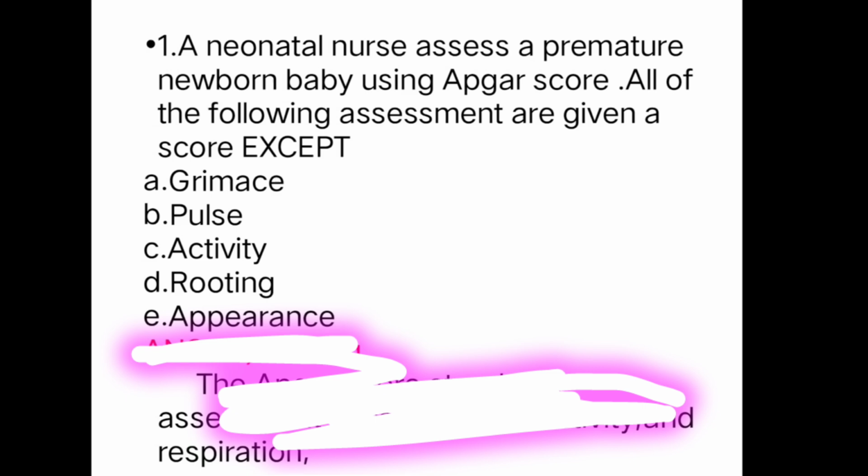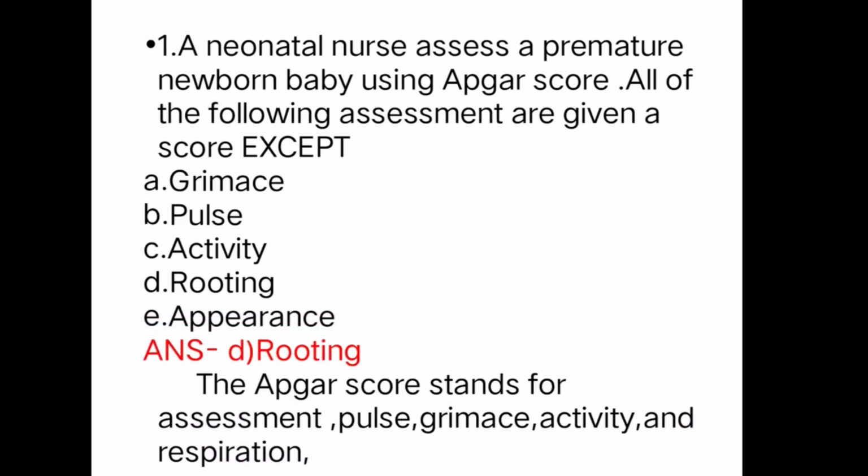We will only assess the appearance of the baby, pulse of the baby, grimace of the baby, activity of the baby and the respiration of the baby. So you must know what is meant by the Apgar score. I have already added a video related to essential newborn care, in which I have explained the Apgar score. When the baby is born, within 1 and 5 minutes we will assess the Apgar score, which goes up to 10. Based on the baby's physiological adaptation to extrauterine life, we will give the score, and based on that the care will be given.